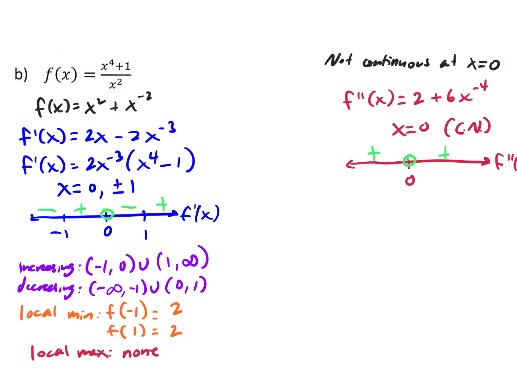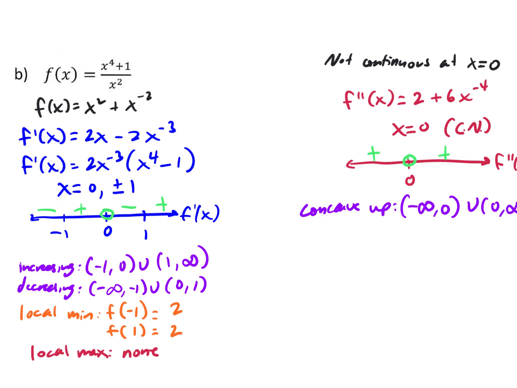However, because it's discontinuous, okay, we can't say that it's concave up from negative infinity to positive infinity. You can't say that because there's a gap. There's a gap at 0. So when we talk about concave up, we have to make a distinction. Okay? It's from negative infinity to 0 and from 0 to infinity.